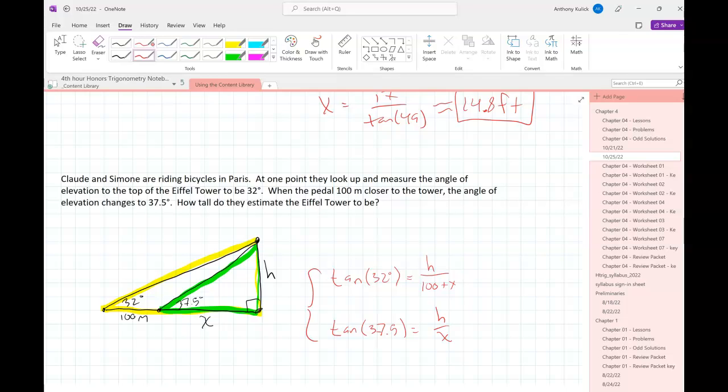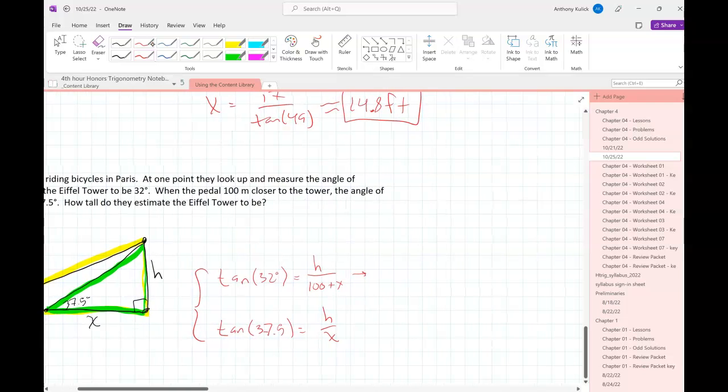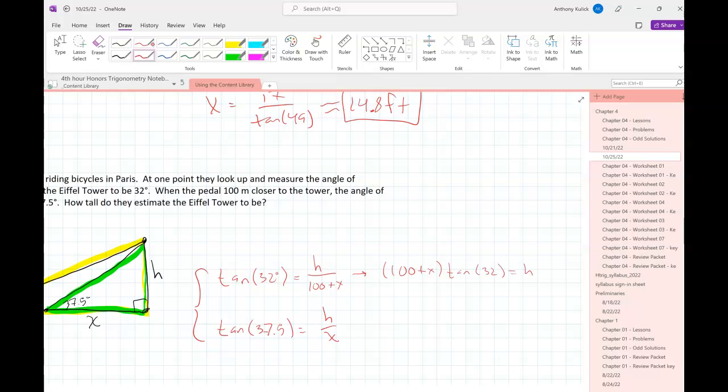As Paul has indicated here, this is screaming at me to create a system of two equations, since both of these have two variables in them. I can write two equations with two variables. Let's system of equations this thing up. So what I would do is clear the fraction. This first equation is going to be (100 + x) tan 32 equals h. And then this one would become x tan 37.5 equals h.